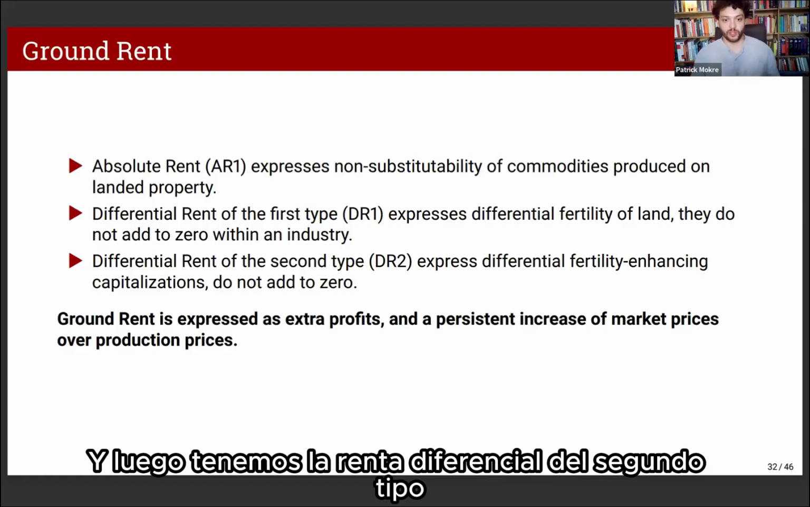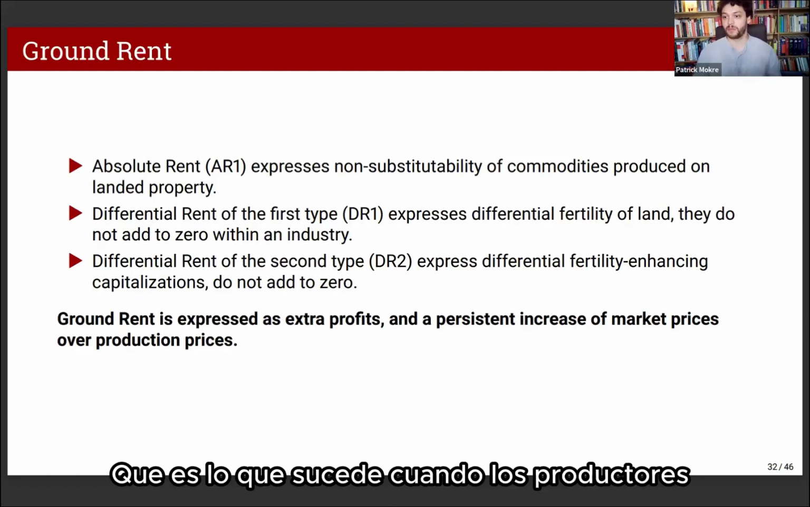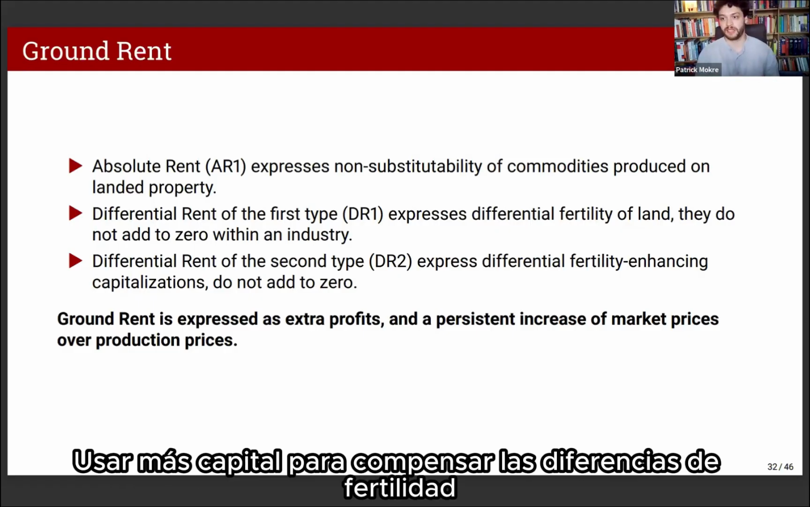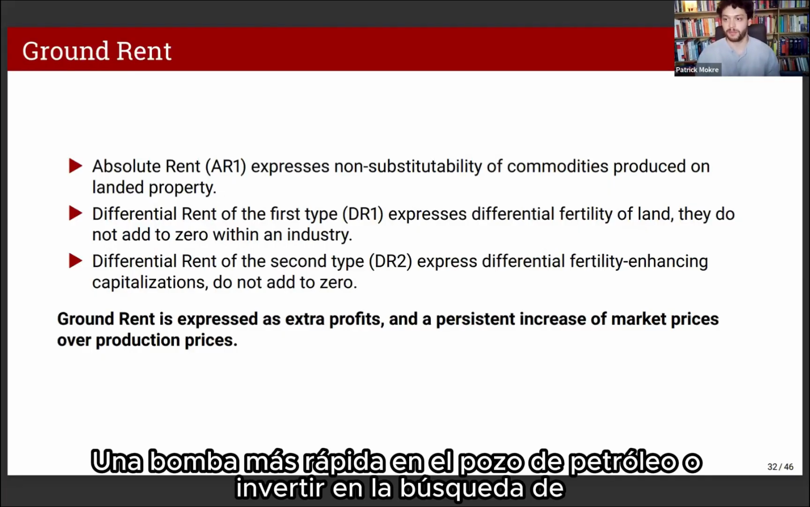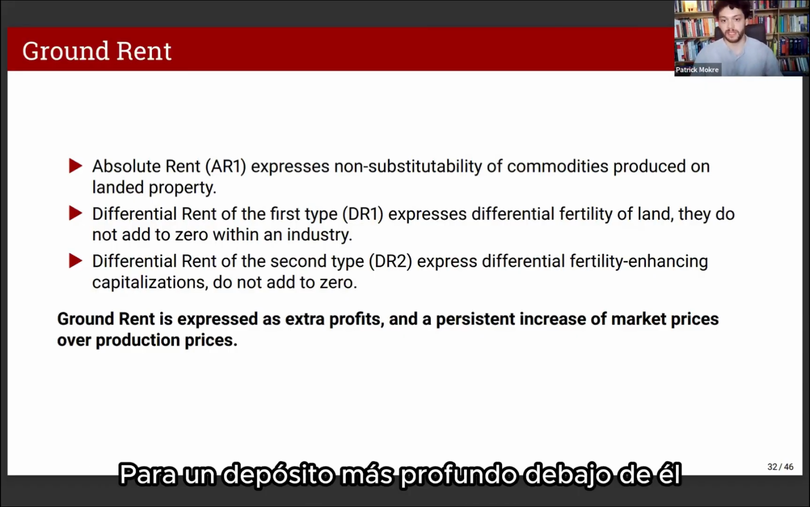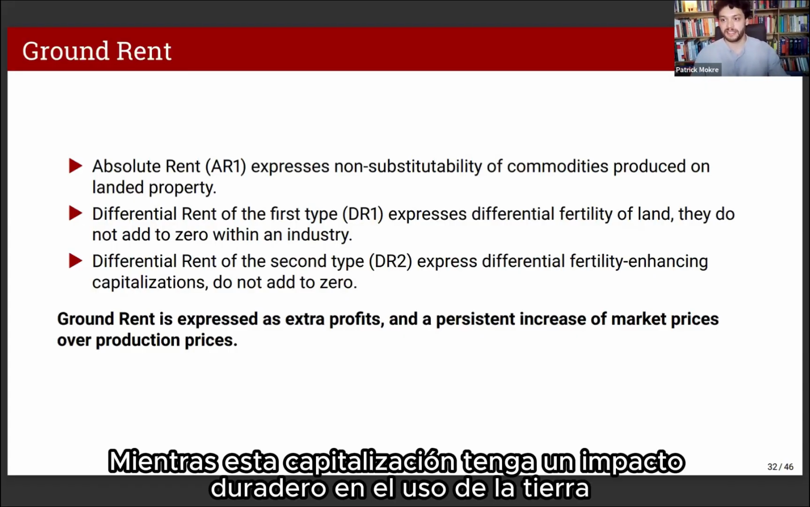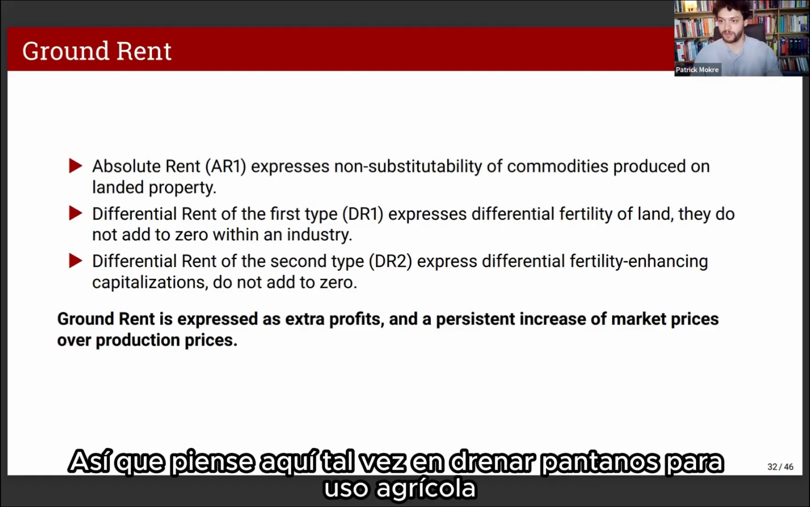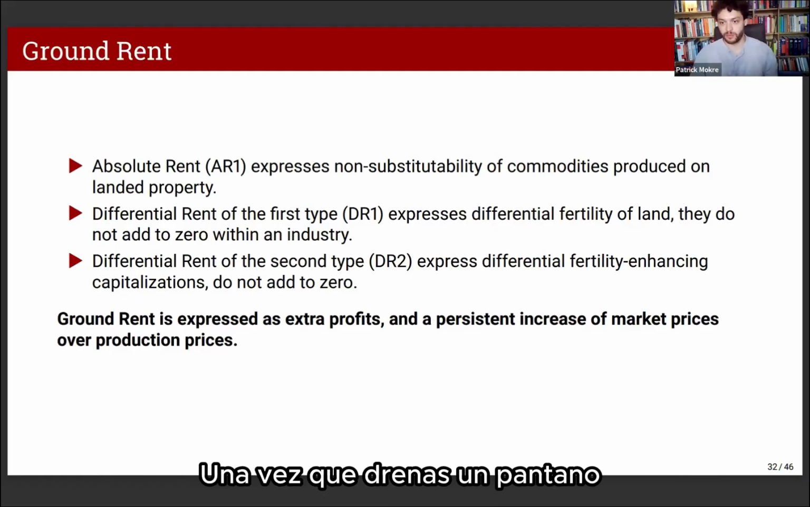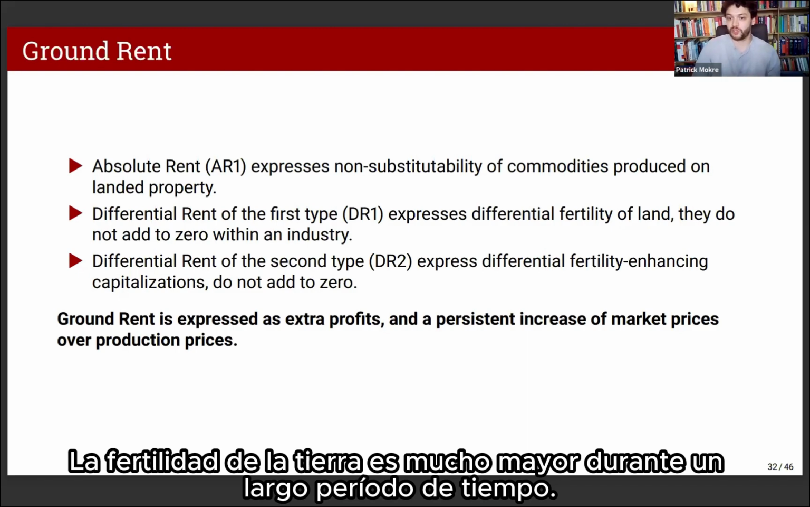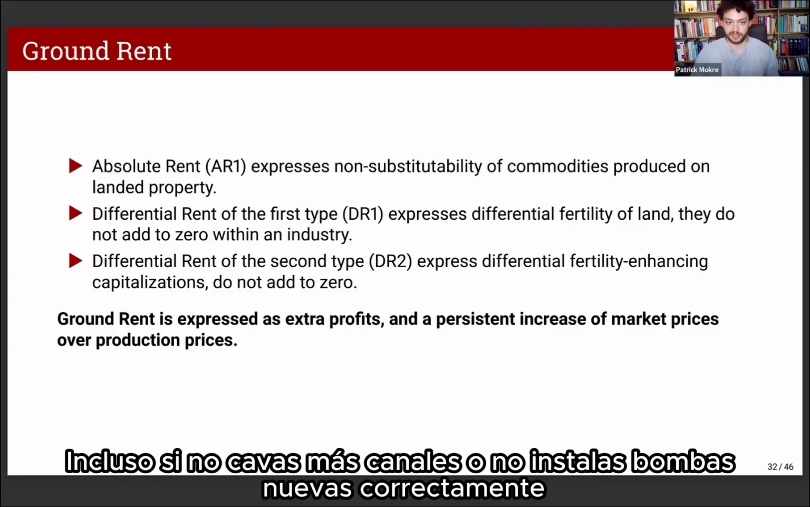And then we have the differential rent of the second type, which is what happens when producers use more capital to make up for fertility differences. For example, a faster pump on the oil well, or investing into searching for a deeper reservoir under it, as long as this capitalization has a lasting impact on the land used. So think here maybe of draining swamps for agricultural use. Once you drain a swamp, the fertility of the land is much higher for a long period of time, even if you dig no further troughs or install no new pumps, right?